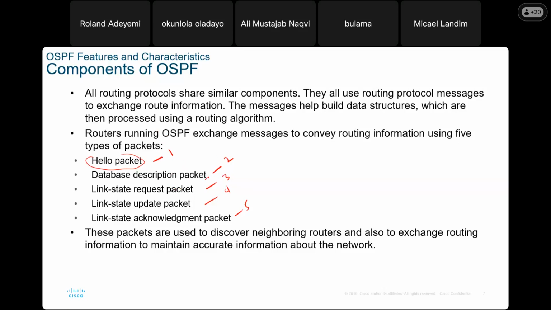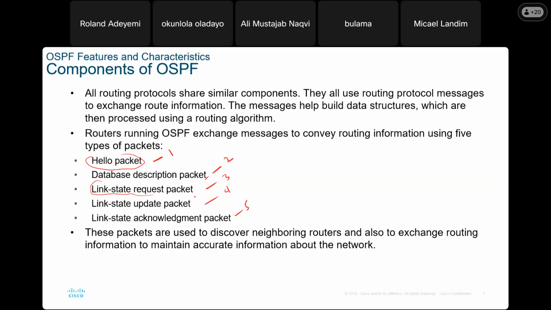We have another one called database description. Is to compare what you have in your database, because all of us are supposed to have the same information. We're supposed to synchronize. So I will send you what I have, you send what you have, I will compare yours with mine and then update. If for any reason I see that you have something I don't have, I send information to you using type 3, link state request. I saw something like this, I don't have it.